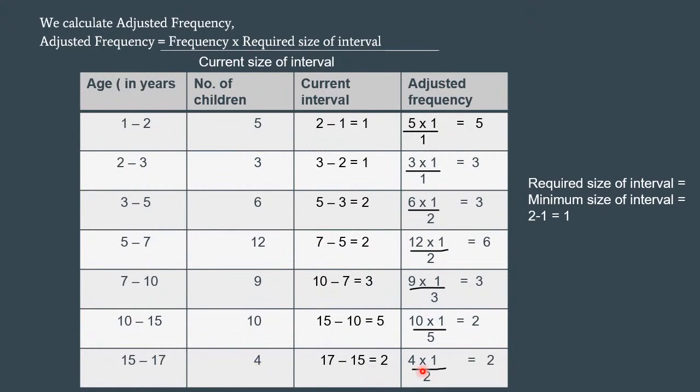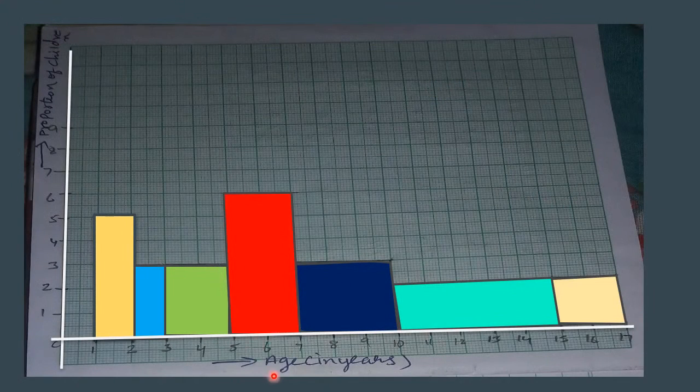Now for drawing the histogram, age in years will be at the x-axis and adjusted frequency, which is number of children, will be at the y-axis. So in 1 to 2 we found that there are 5 children. We got adjusted frequency as 5. So in 2 to 3 we will get 3. Similarly you have to mark. Now see, in the 10 to 15 range we got adjusted frequency as 2. So you'll mark the complete range. Okay, this is the histogram.